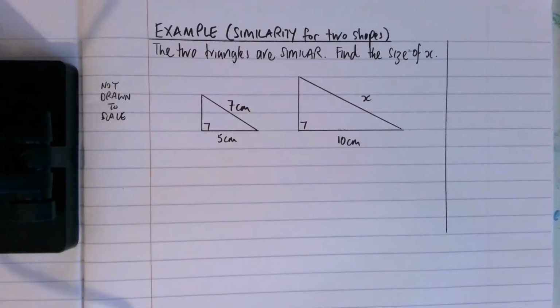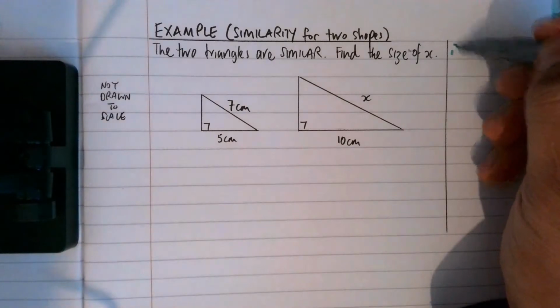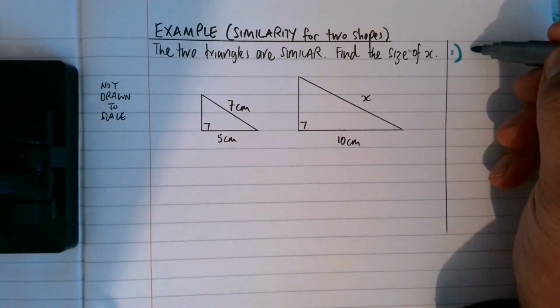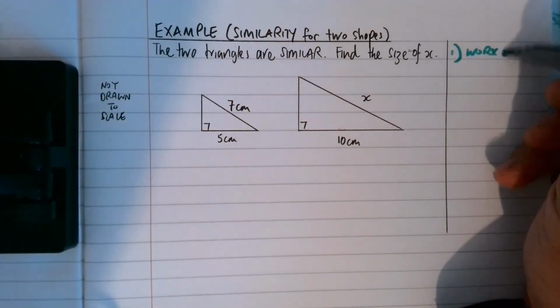Right, we're looking at similarity for two similar shapes. In this case, they're triangles. We're looking to find the size of x. The image is not drawn to scale, but we know they're similar because we've been told it.